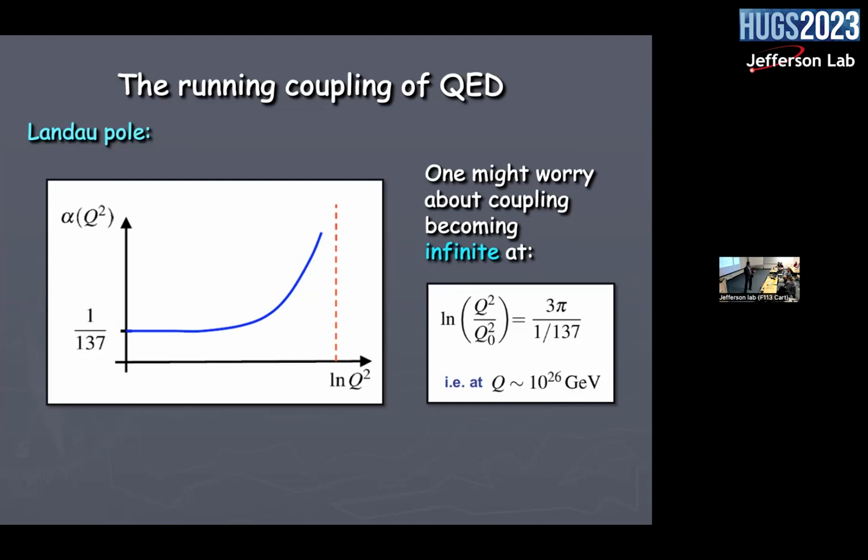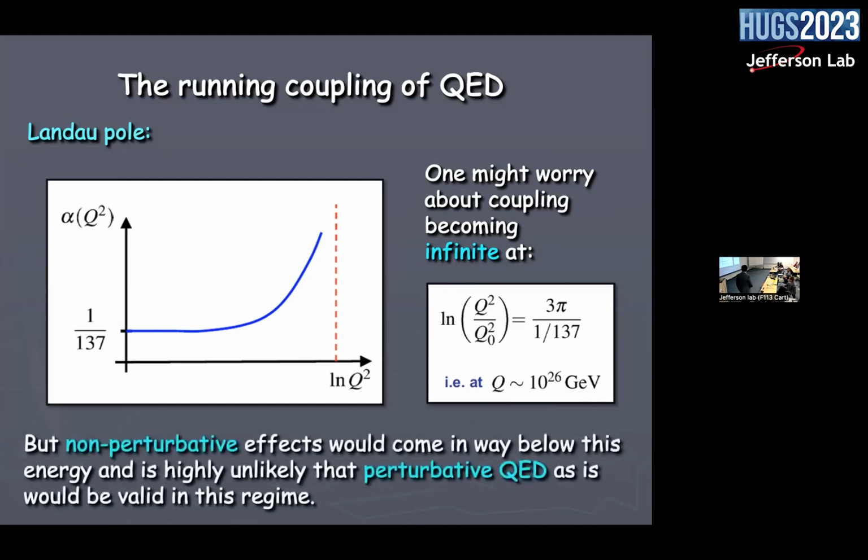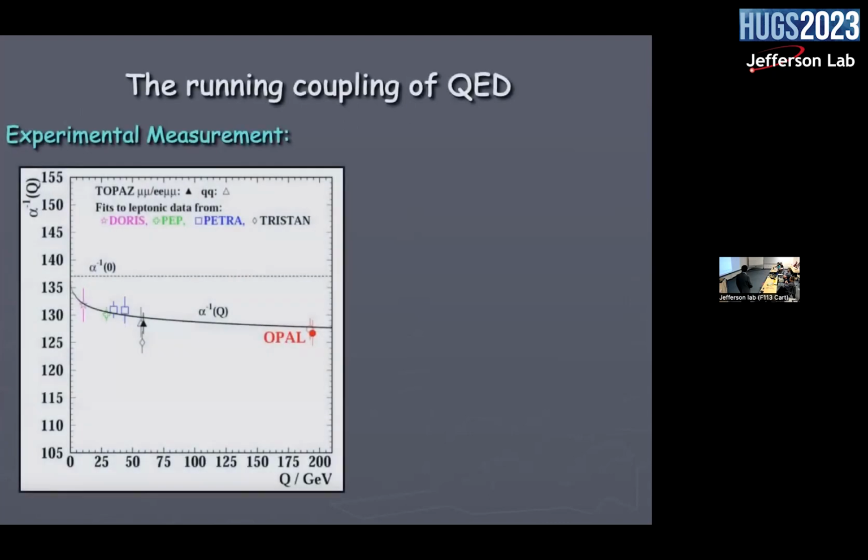So QED becomes a bit of a mess, and that I will talk about. But something interesting that we'll take as the message is what happens to alpha when it becomes large. Here I'm just saying that non-perturbative effects will set in, and it will happen much before you hit the Landau pole, and that is something that you have to see.